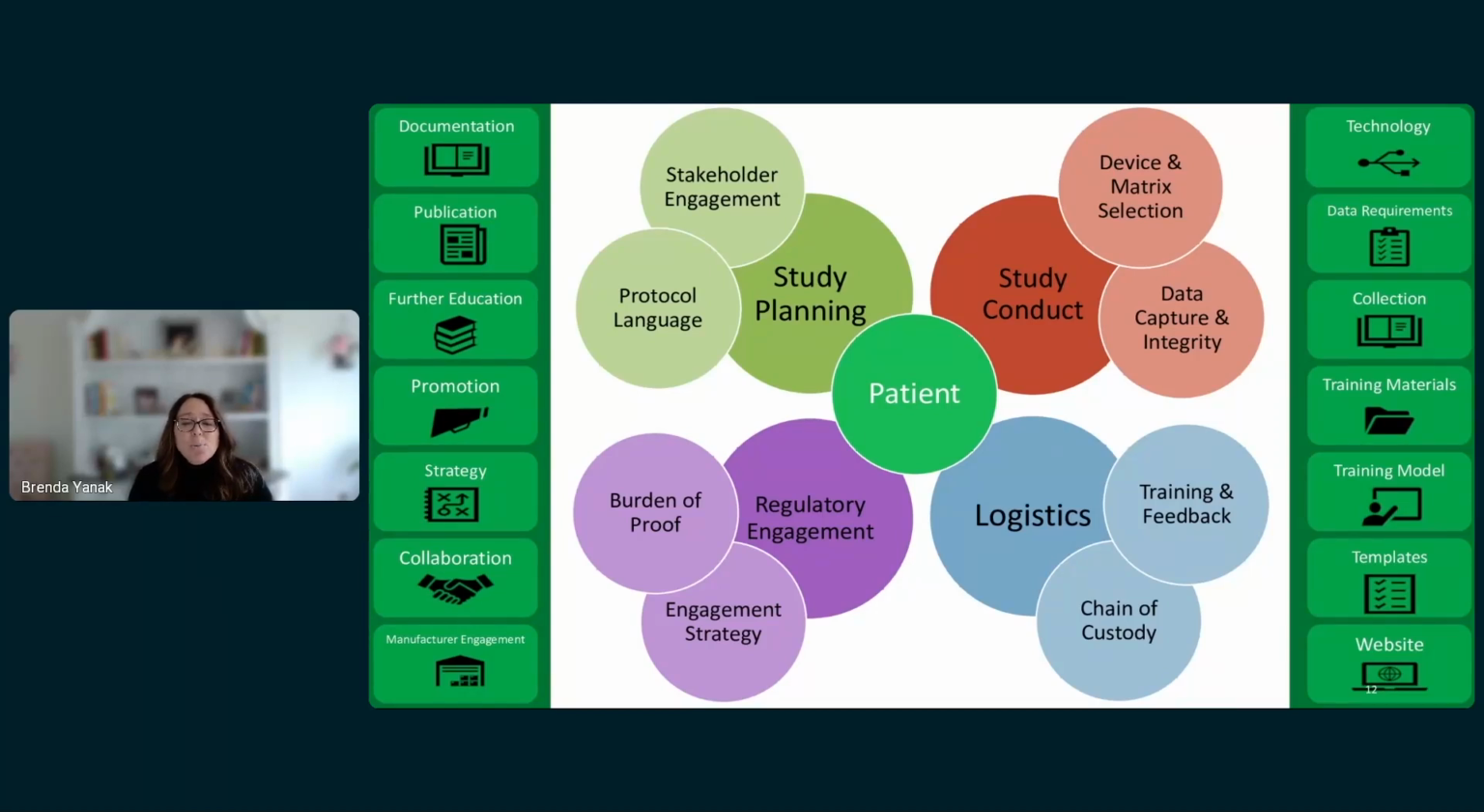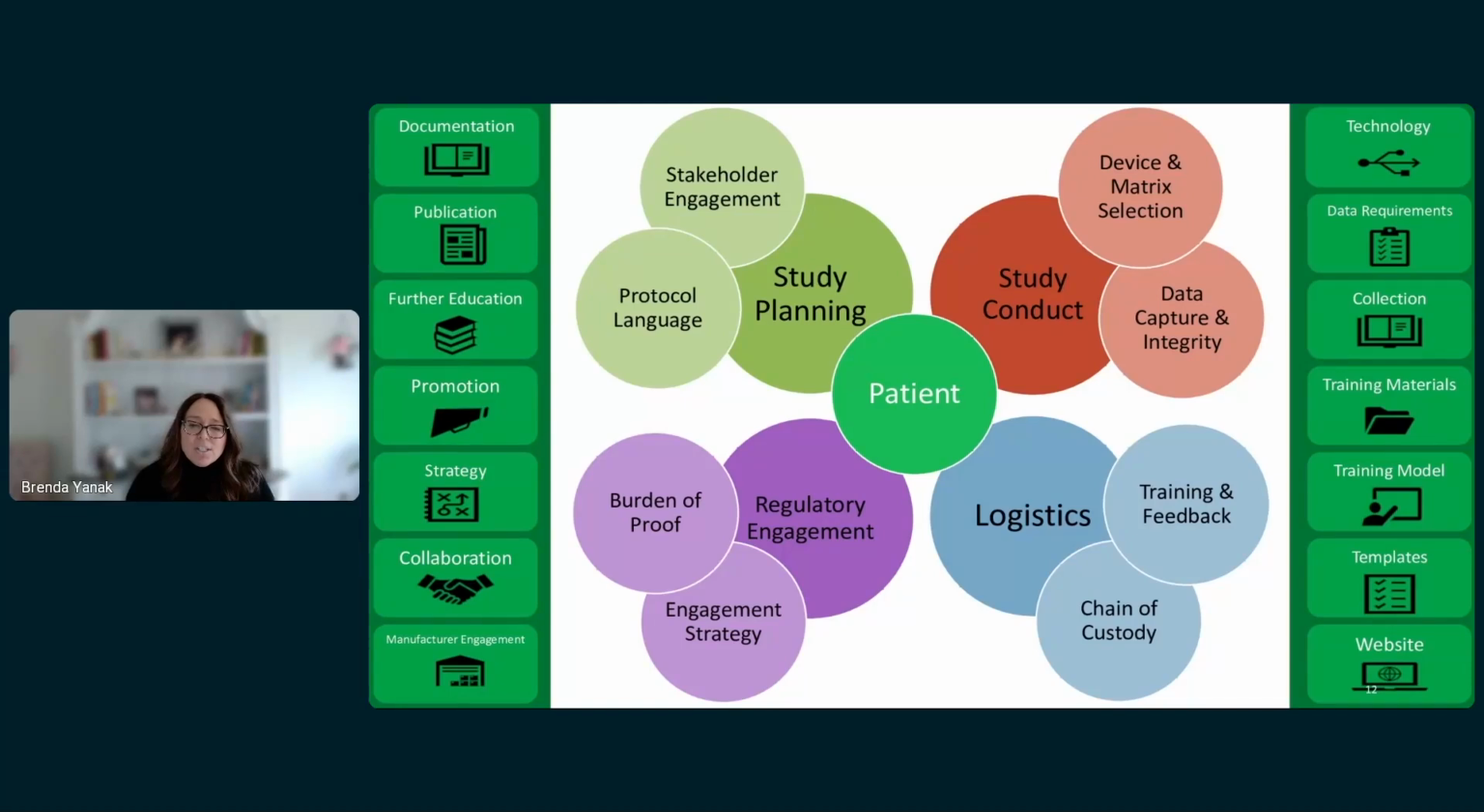Patient experience and options for the patients are paramount to success. We discussed building tables listing device options and having logic trees to help people make decisions regarding device and matrix selection, and understanding the challenges and possible solutions for data capture to ensure both privacy and data integrity.